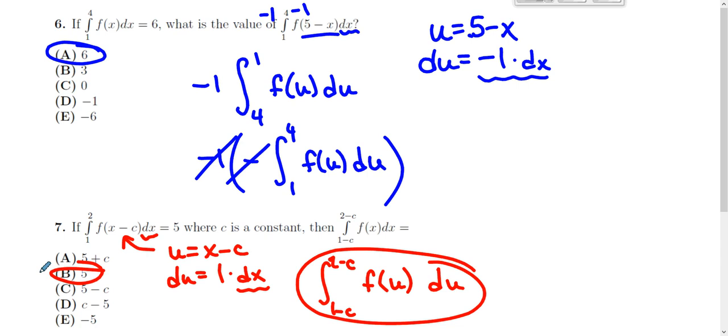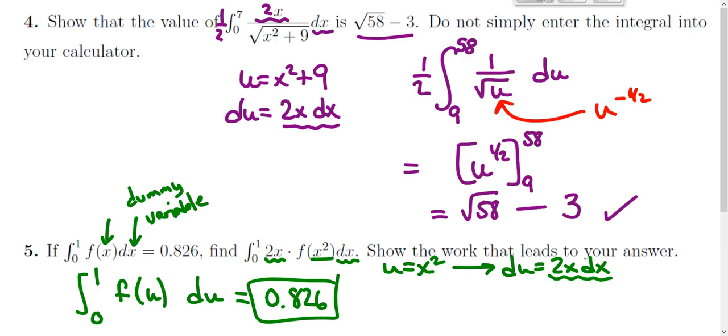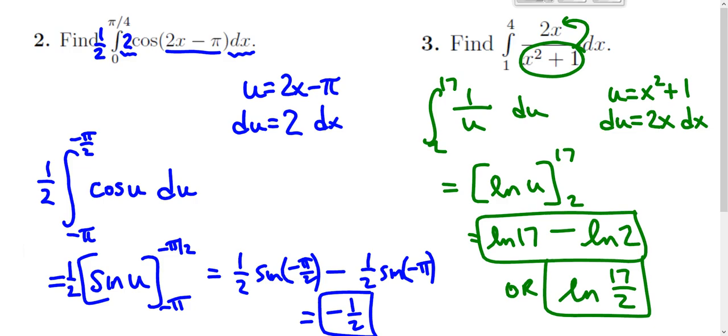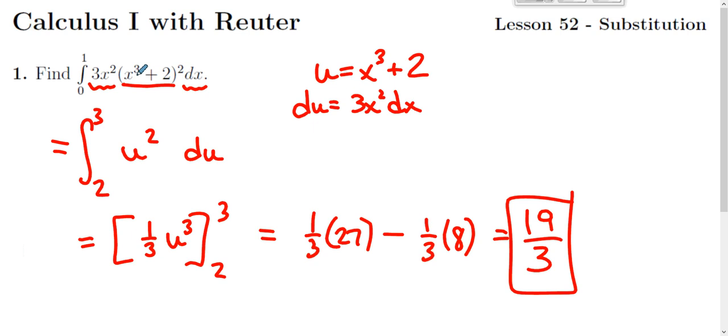So what is super important for you to remember? Things in parentheses make really good u. Things in radicals make really good u. Things raised to powers make really good u. And so I hope you make good use of what you have learned in this video.